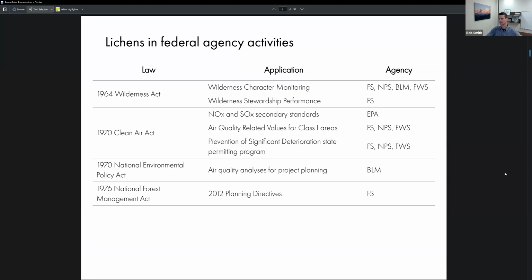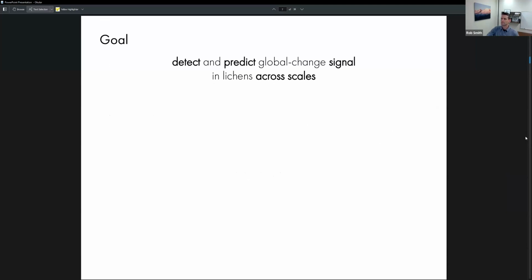Lichens are also used extensively throughout federal agency activities. So multiple agencies across multiple applications for multiple purposes to fit certain laws, regulations, and policies. So without exhaustively going through the list, we can say that lichens, especially lichen community monitoring, is extensively used in agency activities. So the goal here, if we're going to detect climate change signal, air quality signal, other kinds of changes in these global change drivers, we want to look at that across scales, from small local scales to nationwide and across multiple time scales.